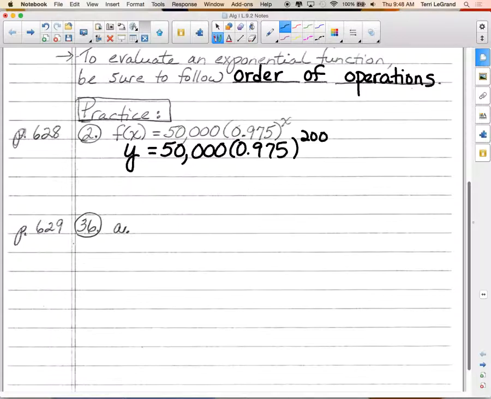Okay. How would you like to have to do that one without a calculator? No. Okay, let's see if you can figure out the answer for this one. And what it is, rounded, it said to the nearest whole number.